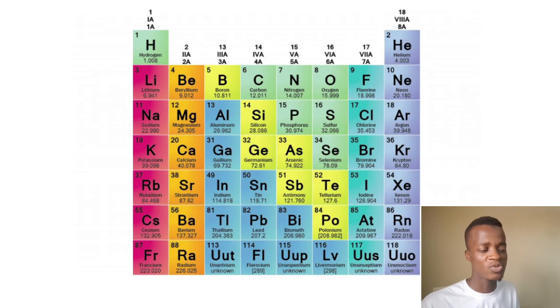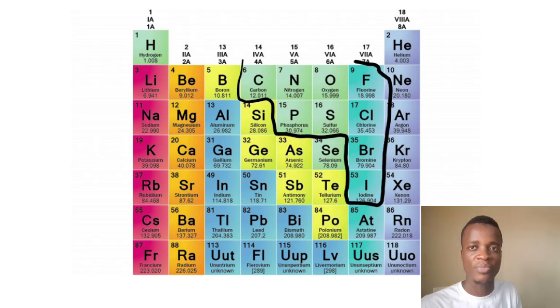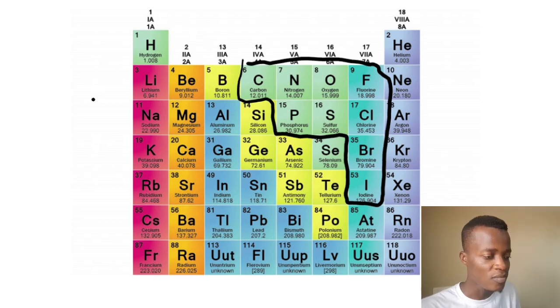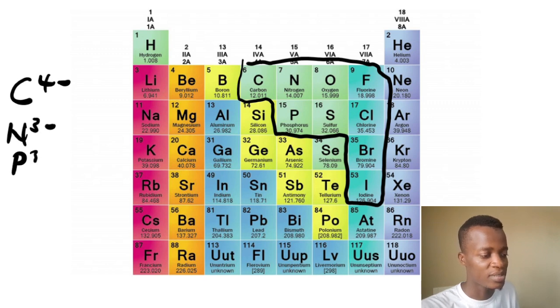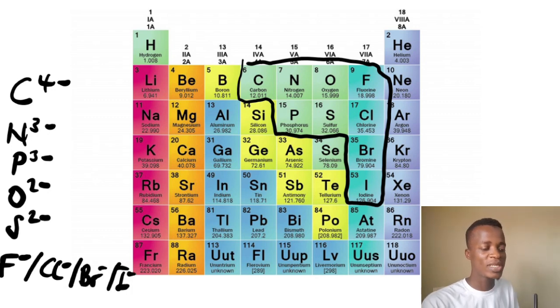But before that, let's look at the non-metals. For the non-metals, we said again, we are going to be focusing on these guys mostly. So I'm circling them again for you. And for them, we said carbon is C4 minus, N is N3 minus, oxygen O2 minus, sulfur is S2 minus, F minus, all the group 7 they are Cl minus and Br minus, I minus. So we need to know these basic ones.